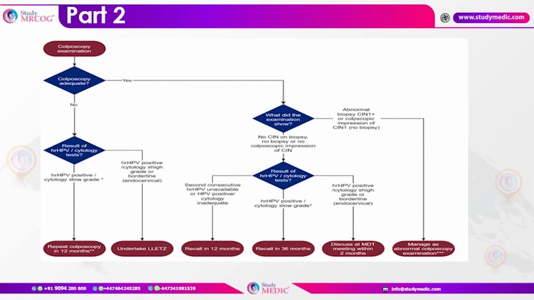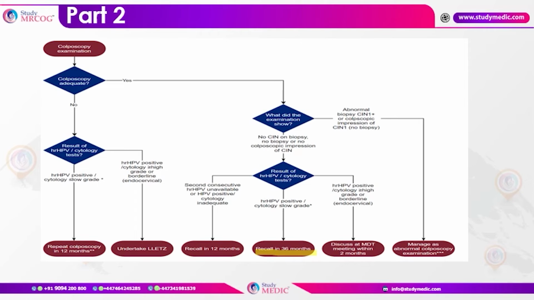Now coming to part 2 of the flow diagram. This patient has come for the colposcopy examination. You have to see whether the colposcopy is adequate or not. From this flow chart, we'll get our answer to the question. If the colposcopy is adequate, you need to see what was the result which prompted the colposcopy. If it was HR-HPV positive and the cytology was low grade, then the recall is in 36 months, as we saw in the first. This is the answer to the first part of our question.